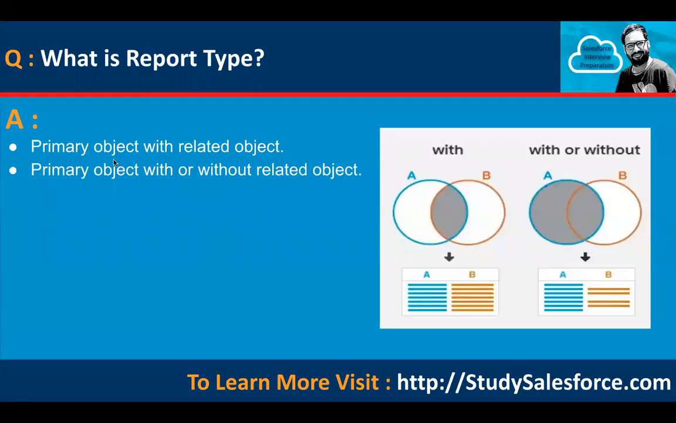Further, we have primary object with related object, and primary object with or without related object. This is also available in report type. When you create a report type, you need to choose it. If you choose with, only common A and B records will be there, and with or without, both all A records and A with B also.